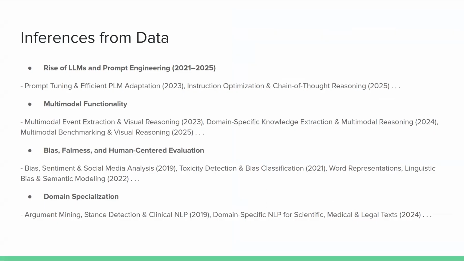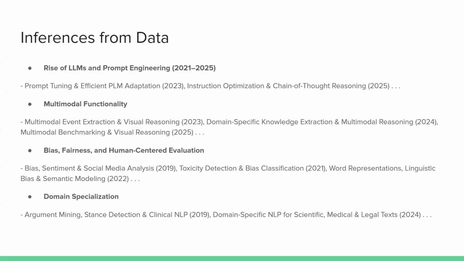As for the overall trends, some inferences gathered from the data are the rise of LLMs and prompt engineering based on these topics from 2021 to 2025. You also have multimodal functionality for these topics, such as multimodal event extraction and visual reasoning to multimodal benchmarking and visual reasoning. It shows a shift in focus from human judgment, fairness metrics, and psychological framing, which are increasingly integrated into LLM evaluation.